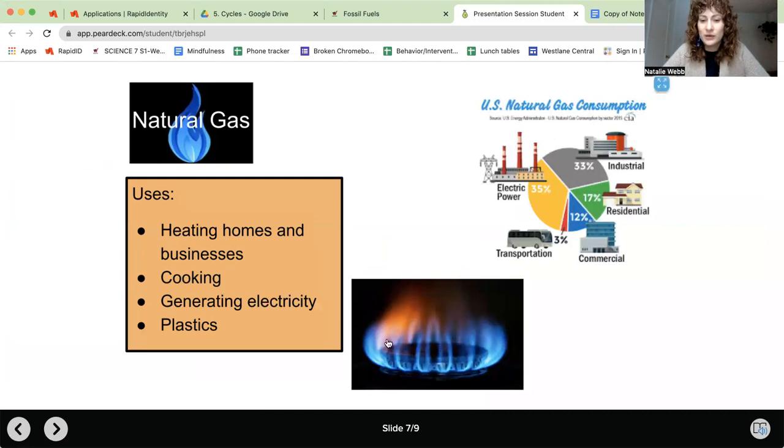So this is what you might have at home in your stovetop. You might have a real flame, and that's natural gas being burned for cooking. It is actually more commonly used now in power plants instead of coal. Also, it can be used to form plastics just like oil.